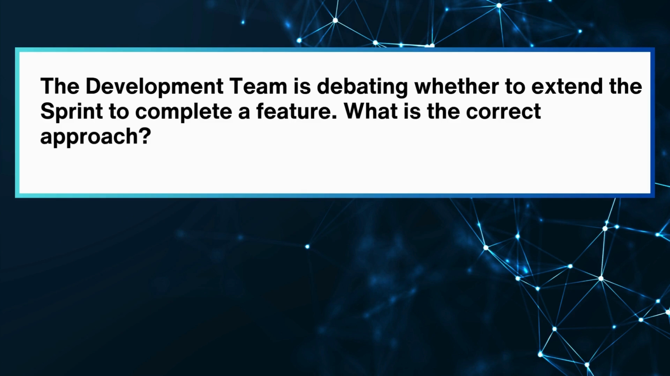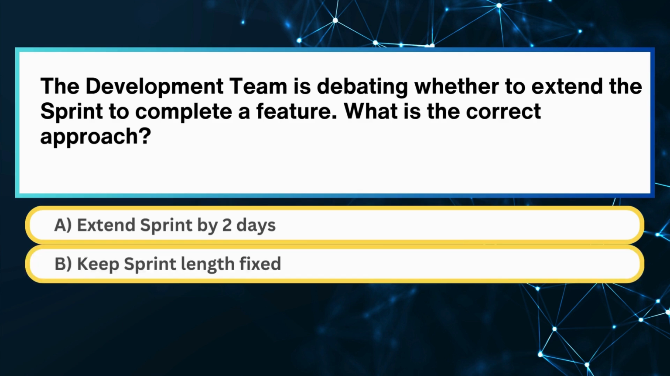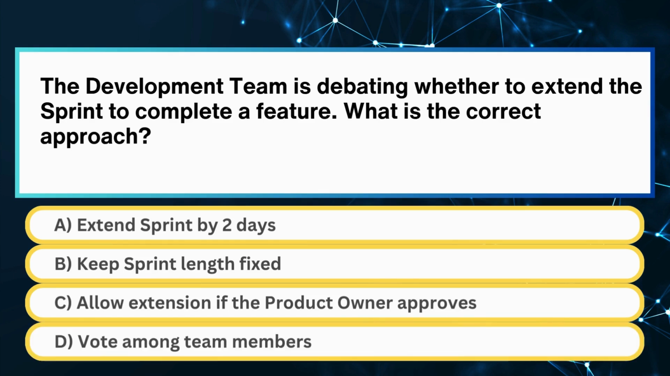The development team is debating whether to extend the sprint to complete a feature. What is the correct approach? Is it A. Extend sprint by 2 days. B. Keep sprint length fixed. C. Allow extension if the product owner approves. Or D. Vote among team members.